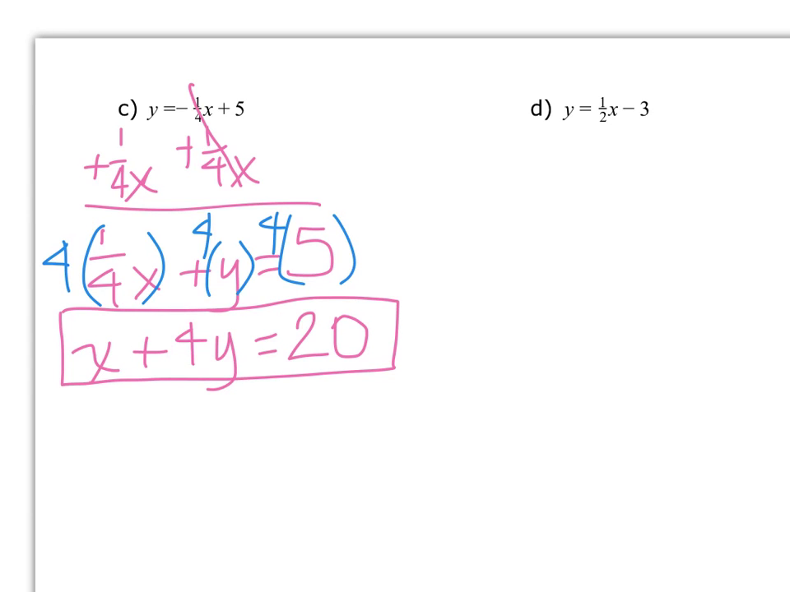Wait, so what if it was like 3 over 4? Would we still multiply by 4? Yes. We're going to do one of those in just a minute. Very good question.